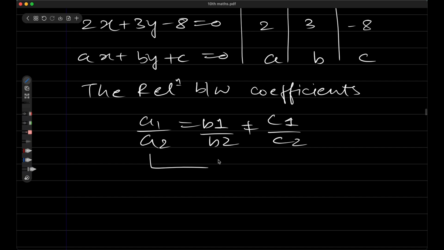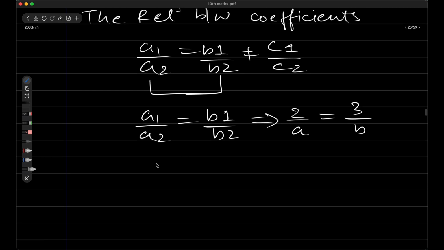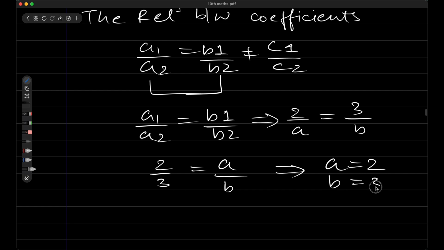Take any one pair. Let's take a1 upon a2 equals b1 upon b2 first. That is, 2 upon a equals 3 upon b. That is 2 by 3 equals a by b. This implies we can take a equals 2 and b equals 3. This will satisfy 2 by 3 equals 2 by 3. We got a and b.